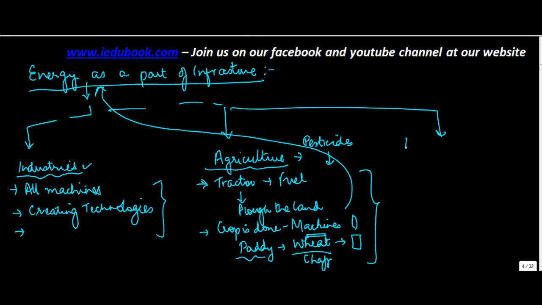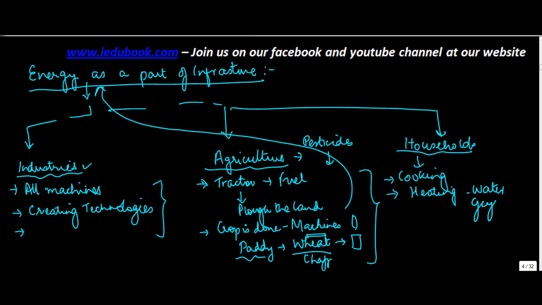Now, the other use of energy is for households. Now, where do you need energy in households? For cooking, the gas that you need, that's also a part of energy. Okay? For heating certain things, let's say you heat water in a geyser through electricity. For lighting, electricity is also part of energy.